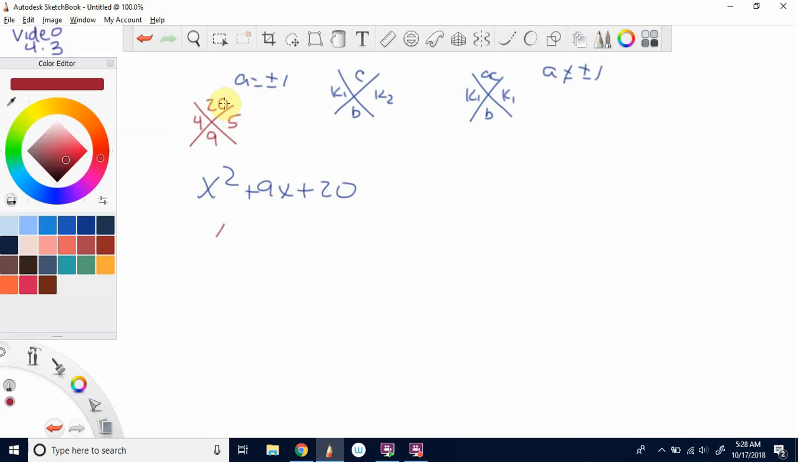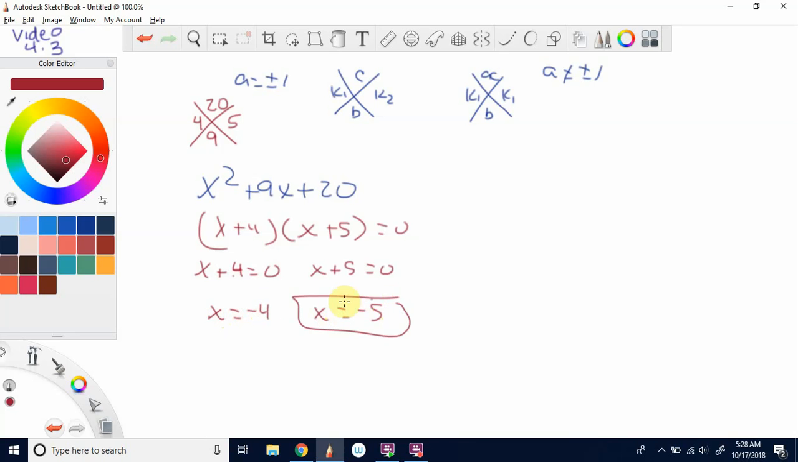The product of 4 times 5 equals positive 20, yes. Does the sum equal positive 9? Yes. So our factors are x plus 4 times x plus 5 equals 0. Now we're going to set each one equal to 0 and solve. So our solutions are x equals negative 4 and x equals negative 5.